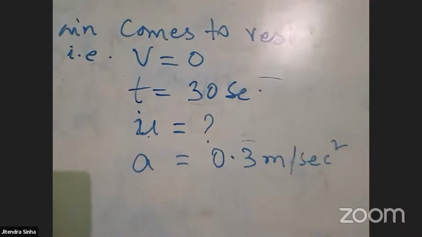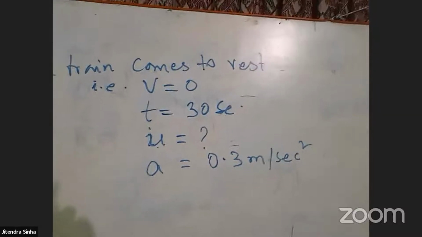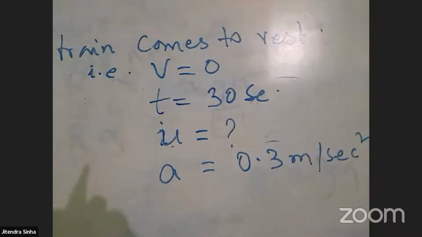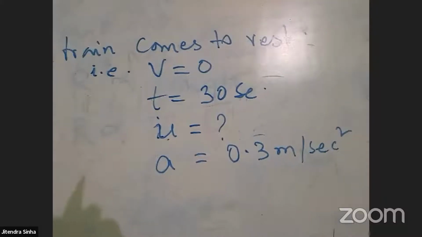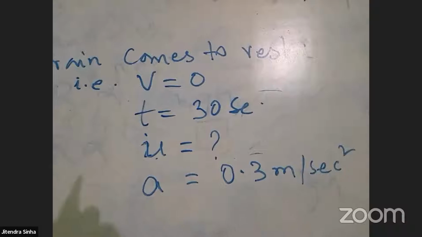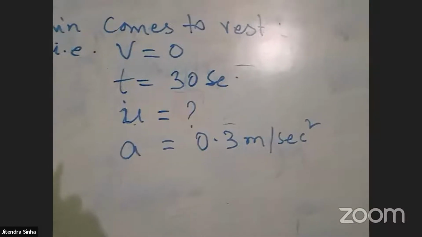You just see your data. आपका डाटा दिया हुआ है, train is moving with a velocity. ठीक है? So that you have to find. Initial velocity आपको find out करना है. And finally it comes to rest. मतलब final velocity is 0. V 0 है. Time period आपके पास 30 सेकेंड है. And acceleration is given.